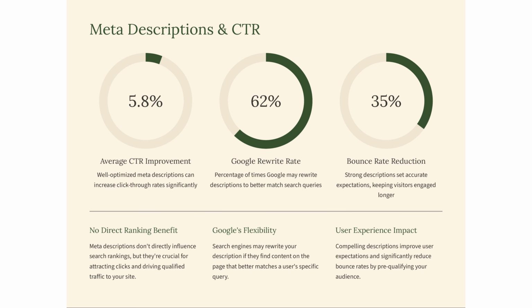Meta descriptions, while not directly affecting rankings, are vital for boosting click-through rates by 5.8% on average. Despite a 62% rewrite rate by Google, strong descriptions can reduce bounce rates by 35%, enhancing user engagement. Crafting compelling descriptions pre-qualifies audiences, driving qualified traffic and improving user experience.